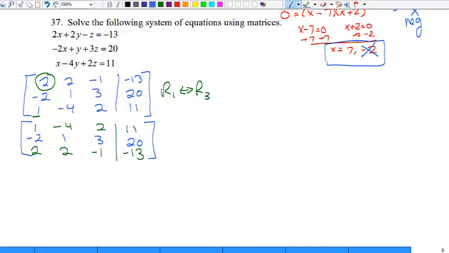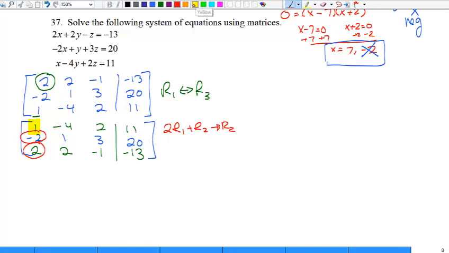So for my progress report, I have got a 1 where I want it. Yay! Next, I am trying to get zeros below it. So the rule to get a 0 is you take the opposite of -2, which is +2, times the row with a 1 in it, which is row 1, and add it to row 2.